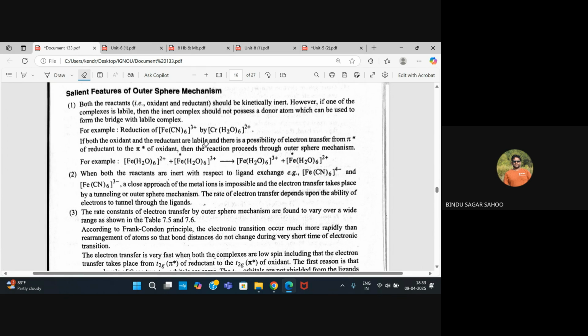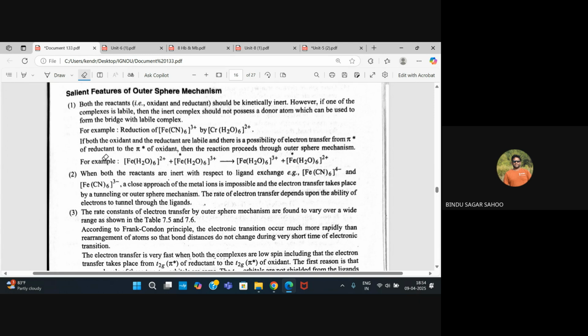In the outer sphere mechanism, the electron can transfer between two inert complexes, between two labile complexes, or from one inert to another labile complex. But when one complex is labile and the other is inert, you need to check whether the inert one contains a donor atom or not. If the inert one contains a donor atom, then it cannot follow the outer sphere mechanism; it can follow the inner sphere mechanism.